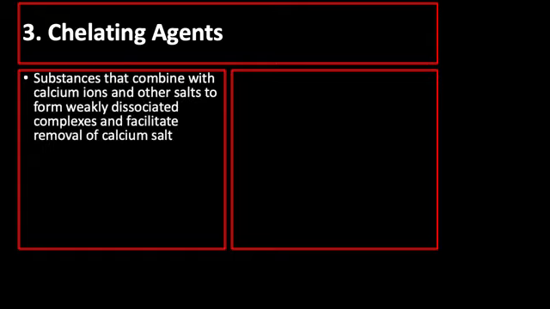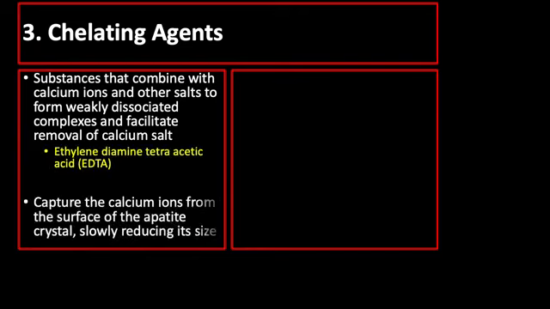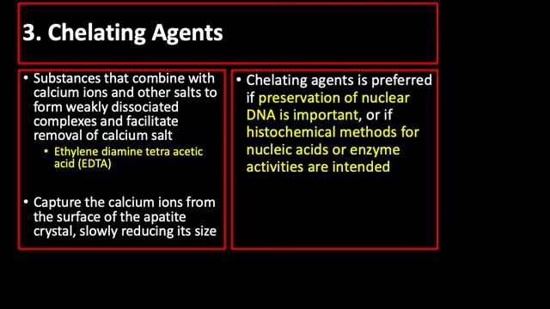And the last type of decalcifying agent are the chelating agents. Chelating agents are substances which combine with calcium ions and other salts like iron and magnesium deposits to form weakly dissociated complexes and facilitate removal of calcium salt, like EDTA or ethylenediaminetetraacetic acid. It works by capturing the calcium ions from the surface of the apatite crystal, slowly reducing its size. If preservation of nuclear DNA is important or if histochemical methods for nucleic acids or enzyme activities are intended, a chelating agent is preferred to an acid.